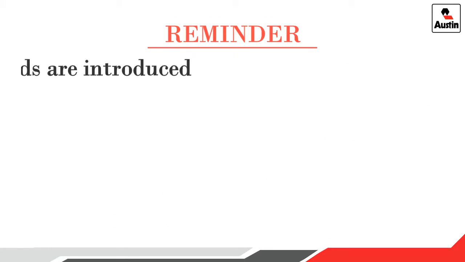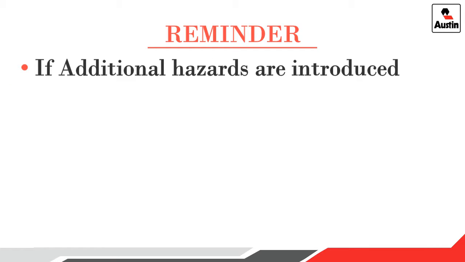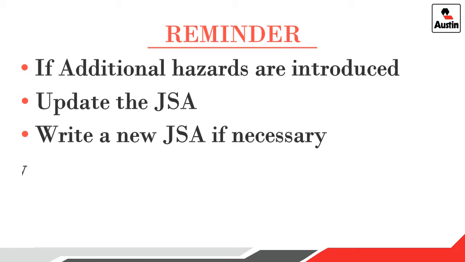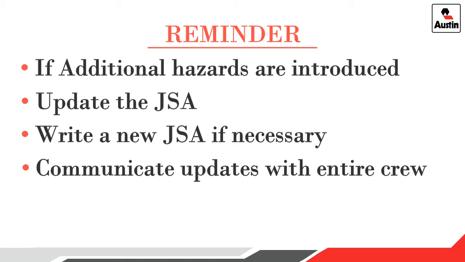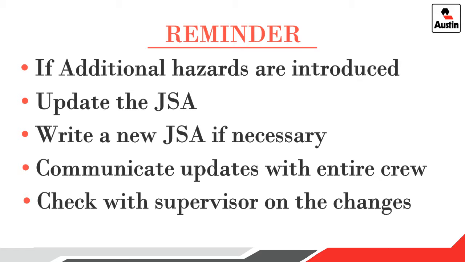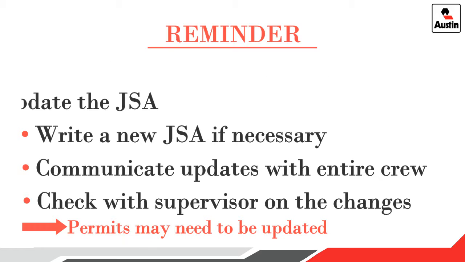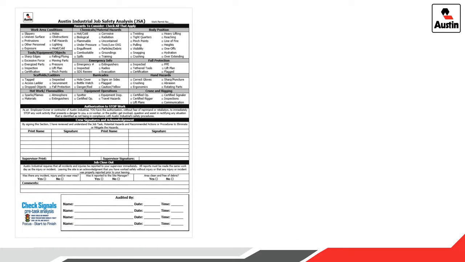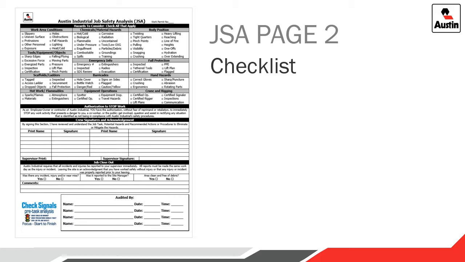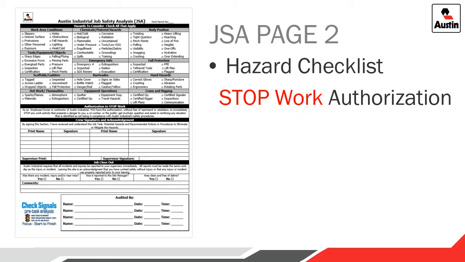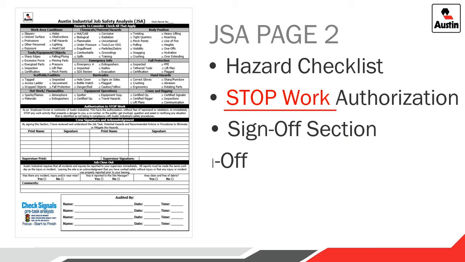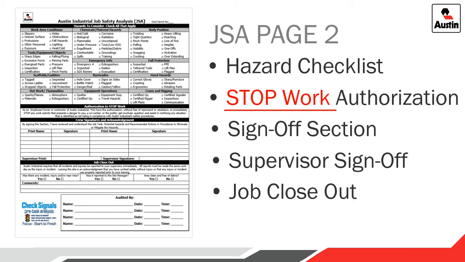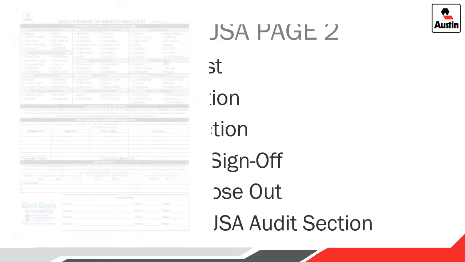At the end of this section, you will be reminded, if additional hazards are introduced, this JSA must be updated or a new JSA created and communicated within the entire work group. Verify with supervisor to determine if changes need to be made to the safe work permit or any other permits that have been issued for this job. The second page of the JSA contains valuable information such as a hazard checklist, a stop work authorization, a sign-off section, a supervisor sign-off section, a job closeout, and an audit section.